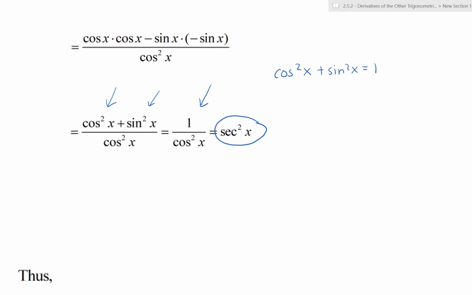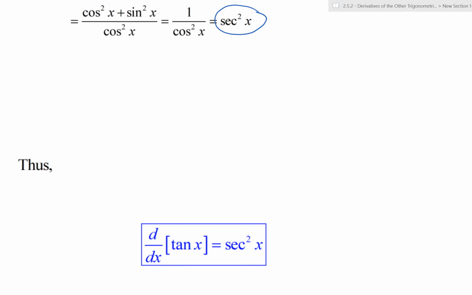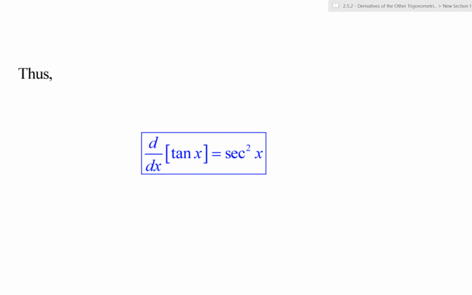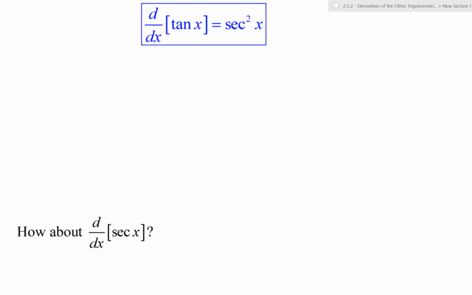And so what did we just show? We showed that, added to the list, the derivative of the tangent function, tangent of x with respect to x, is the secant of x squared function. There's another result. Let's do one more here.